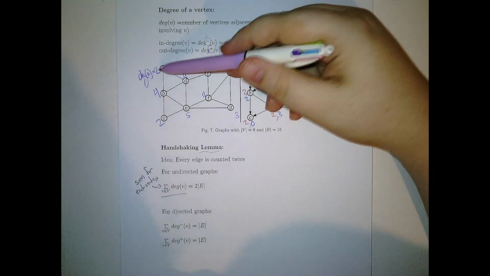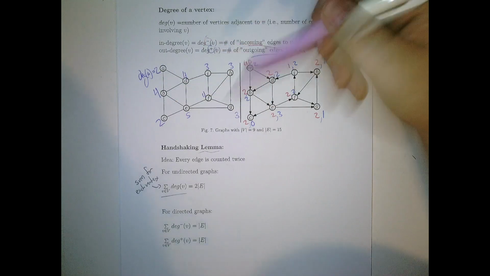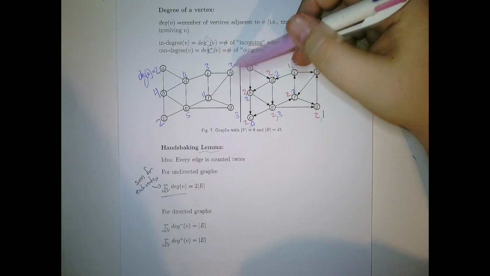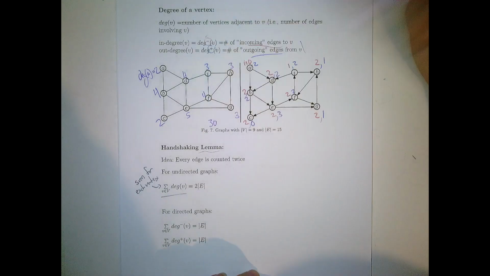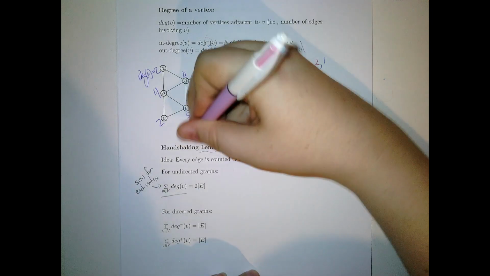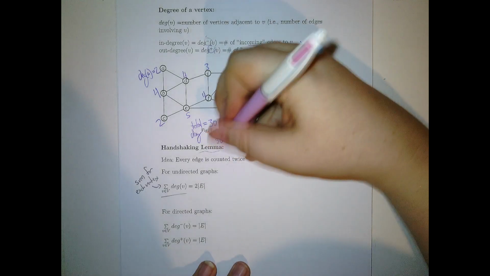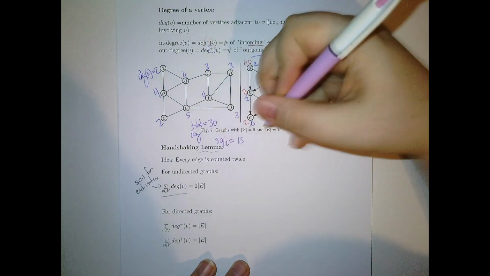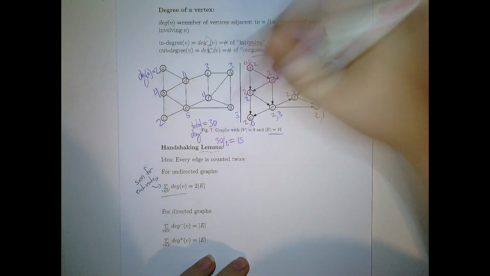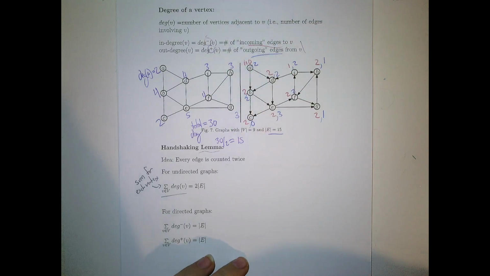Counting up here, 2, 6, 8, 12, 17, 20, 24, 30. 30 is our total. Total degree equals 30. If we cut that in half, 30 divided by 2, that's 15. And yeah, the number of edges is 15. What the heck? The degree sums out to be double the number of edges? How do we know that?